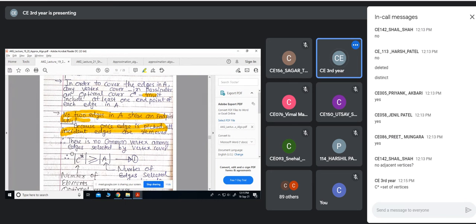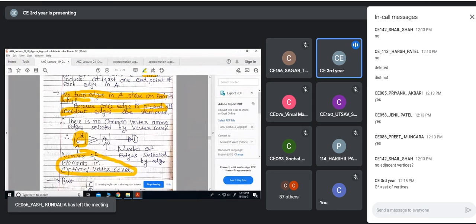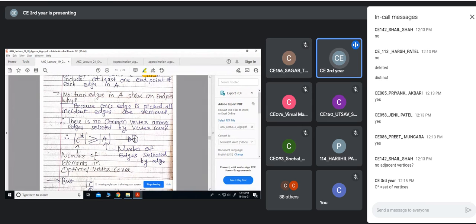So C star means the number of elements in the optimal vertex cover. C star is a set of vertices, and the size of that is the bar around C star. Modulus C star means the cardinality of C star. And cardinality of A means the number of edges selected by the algorithm. Do you agree with this inequality 1?